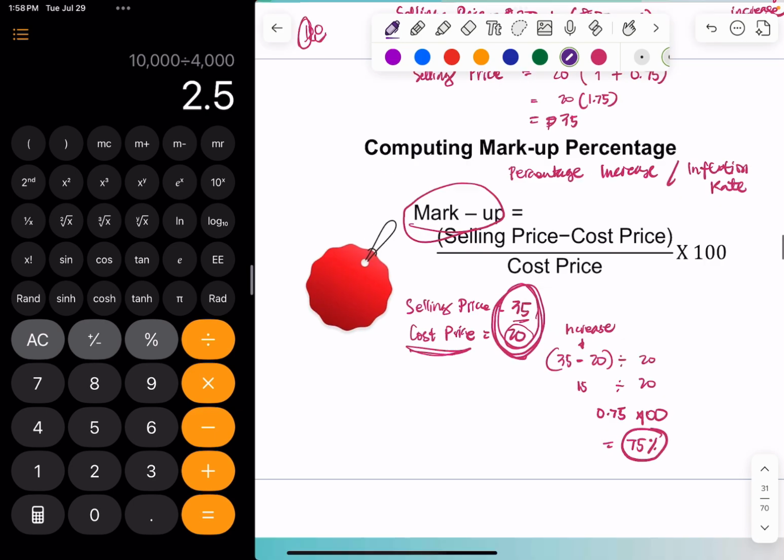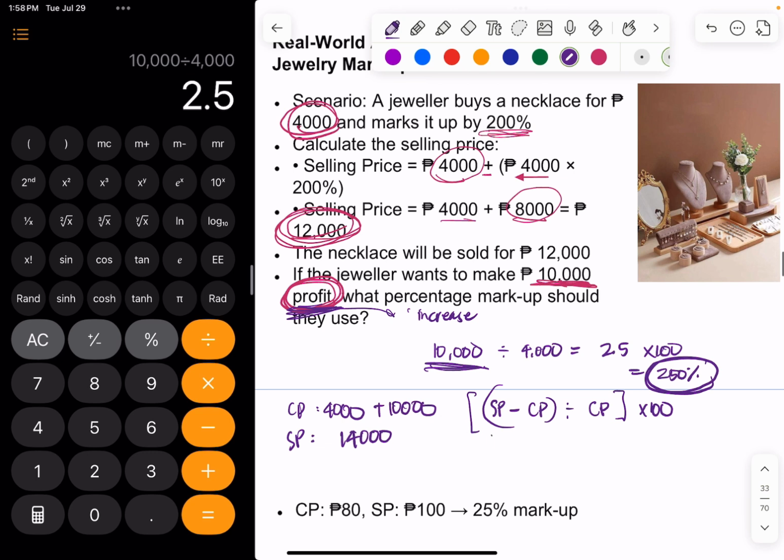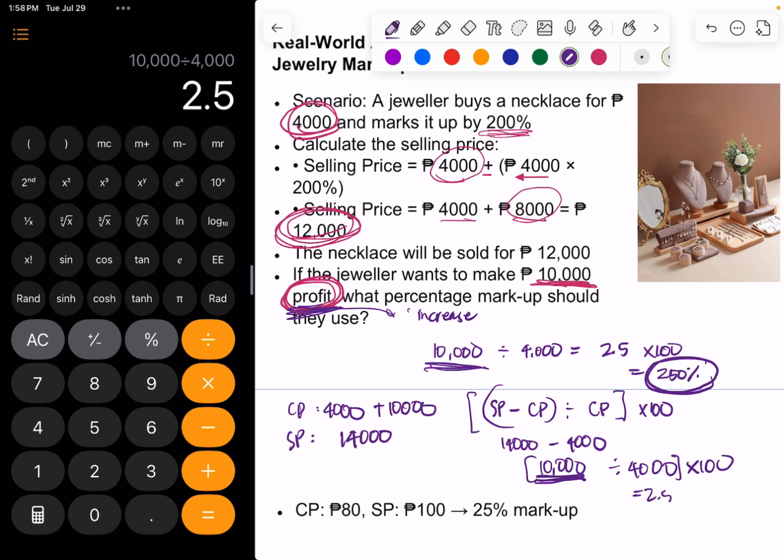This one. So, of course, not 10,000 rather, sorry. So, of course, your selling price, which is 14,000, minus your cost price, which is 4,000, you'll have 10,000 pesos. This is your profit. Divided by your cost price times 100, you'll have 2.5 or 250%.